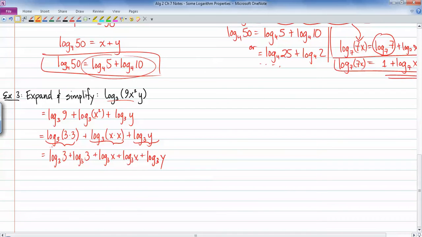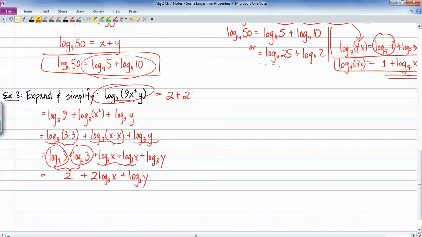Well, I know that this equals 1 and this equals 1, so that turns into 2. And for this, I just have two of the same thing, so I've got 2 log base 3 of x. And then I've got a log base 3 of y right here. So this thing, if I expand and simplify, turns into 2 plus 2 log base 3 of x plus log base 3 of y. The idea when you expand and simplify is that the thing you end up with shouldn't have any exponents and shouldn't have any products on the inside. It should all be just simple terms on the inside of each log and then no powers.